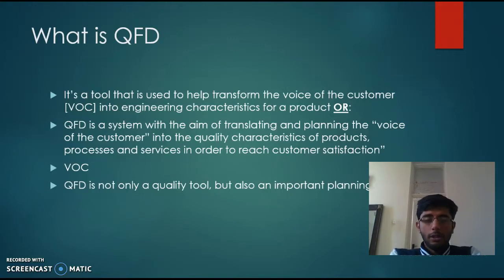Quality function deployment is not only a quality tool but also an important planning tool, because to attain the level of satisfaction, companies first need to plan, because without planning they can never achieve the level of satisfaction.